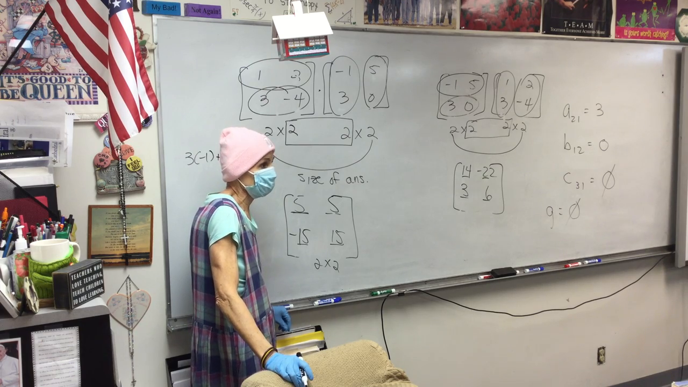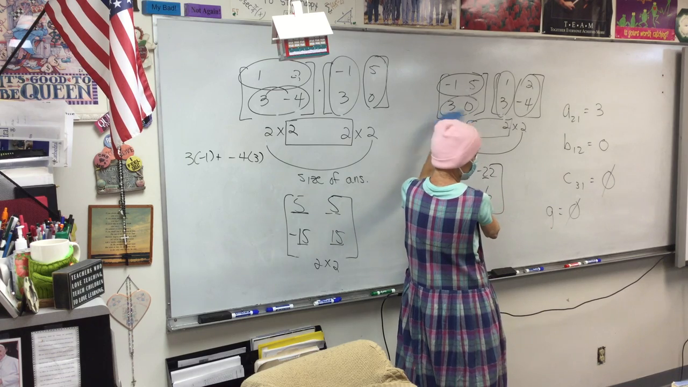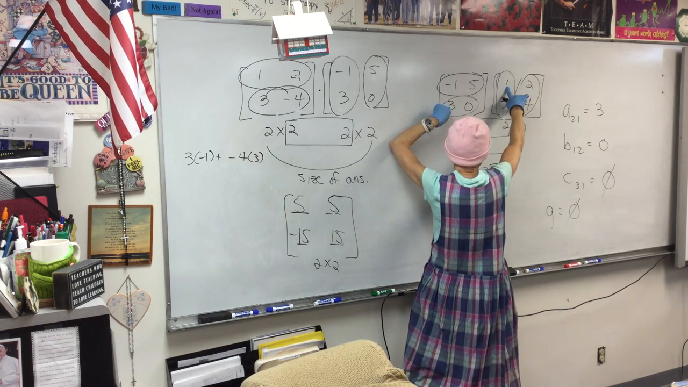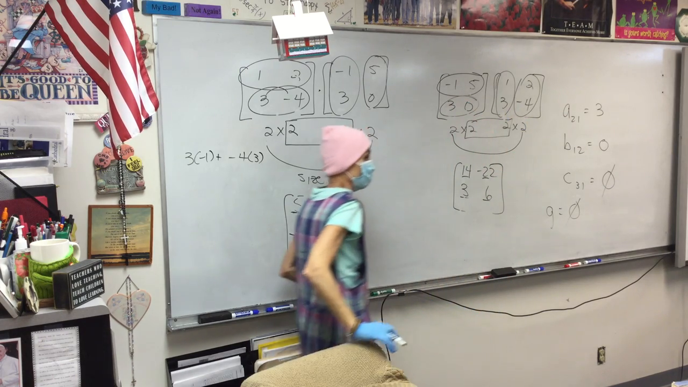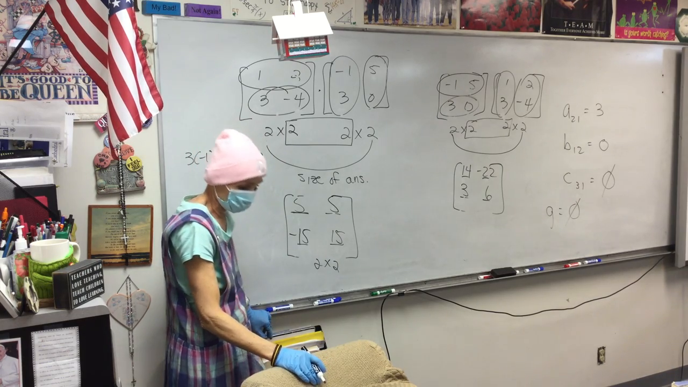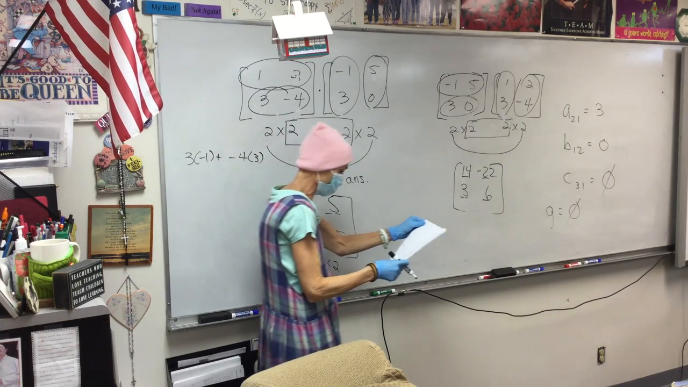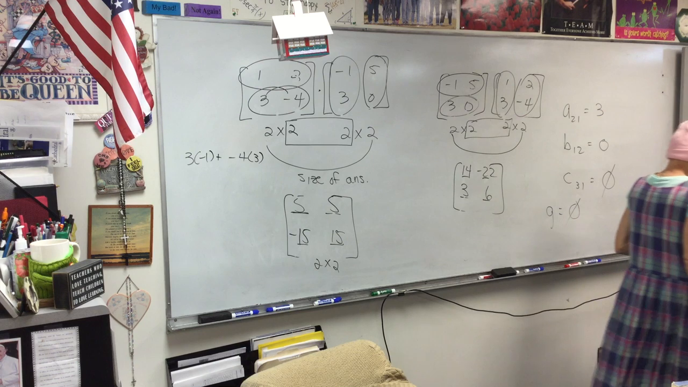How'd you get the third one again? This one? Okay, it's in row 2, column 1. Alright. 3 times 1. 0 times 3. And then add. All right, try C on your own.